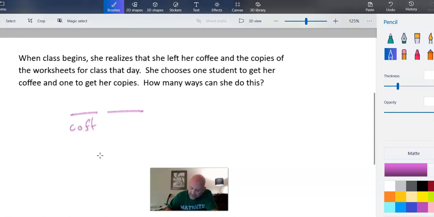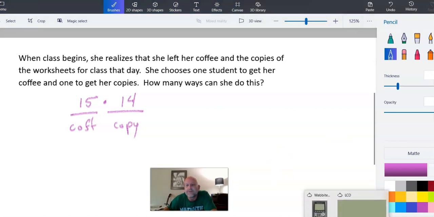Let's say the first thing is coffee and then copies. Okay, so we want to figure out how many students she has to choose from to go get her coffee. Well, there are 15 students to choose from. Once she has chosen one to get her coffee, she has to choose a different student to get her copies. There are 14 students left to choose from. And so I end up with 15 times 14, which, let's see, 225. So that's what, 211? No, that's not right. Let's just work that out.